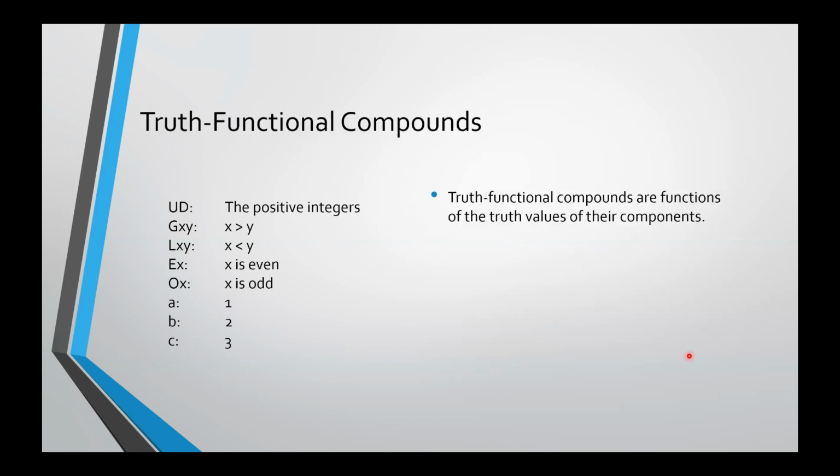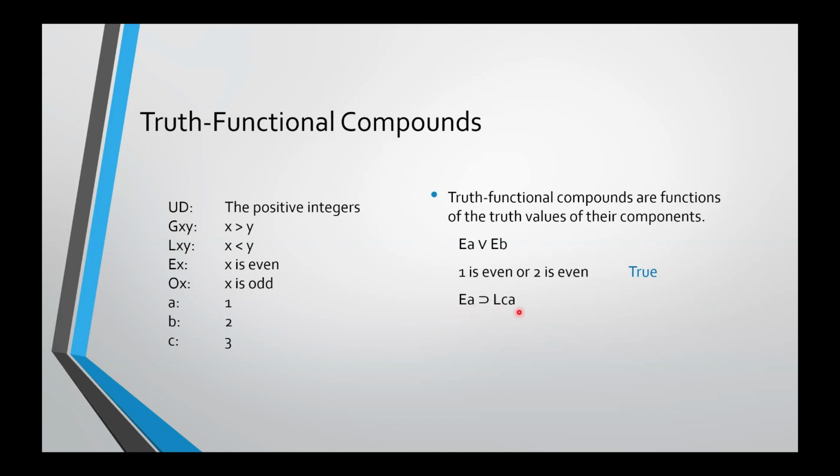Truth functional compounds are functions of the truth values of their components, exactly the same way as in SL. So take this, for example, EA or EB, right? E is even, A is 1, B is 2. So this means 1 is even or 2 is even. And that's true because 2 is even. It's got one true disjunct.